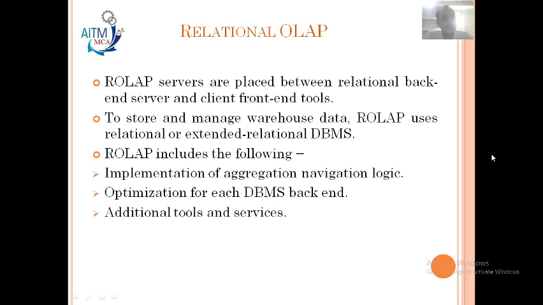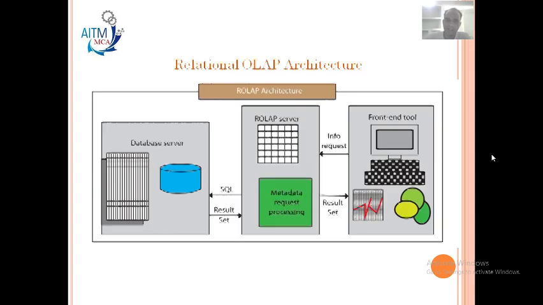ROLAP includes the following. First is implementation of aggregation navigation logic. Aggregation, what we discussed in the morning, means consolidated data, and for that we have the logic. ROLAP also uses optimization for each DBMS backend, so we have some optimization techniques for each database management system backend. It also uses additional tools and services. These are the things which are there in relational OLAP.